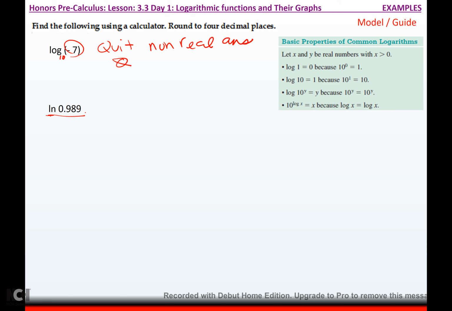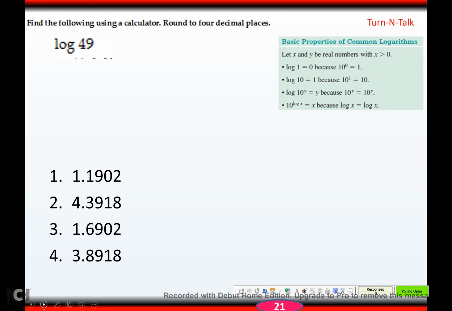To do this one, your ln key is right below your log key. So you hit the ln key, type 0.989 and hit enter, and you get negative 0.01106094474. It says round to 4 decimal places, so 1, 2, 3, 4. Look at the 5th. The 6th is going to bump that up, so my answer is negative 0.0111. Okay? Alright, so you do this one, hit pause, type it in the calculator, and you should get 3.